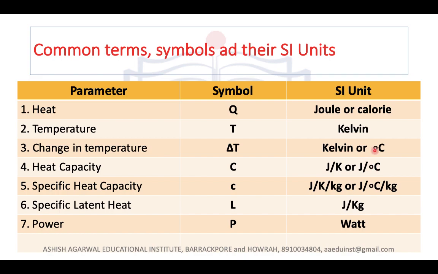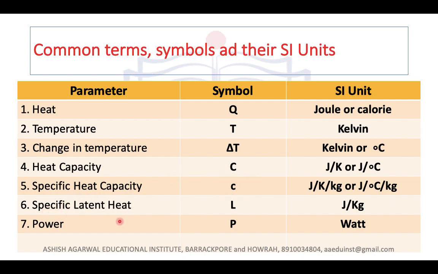As I just said, Kelvin and degree Celsius in the delta T parameter are the same. So it is joule per Kelvin or joule per degree Celsius. And here it is joule per Kelvin per kg or joule per degree Celsius per kg. So you have to remember this: heat capacity is capital C, specific heat capacity will be small c, or vice versa we can say. If the mass unit is given, it will be specific heat capacity. If the mass unit is not given, it will definitely be just heat capacity. And majority of problems will be dealing with specific heat capacity.